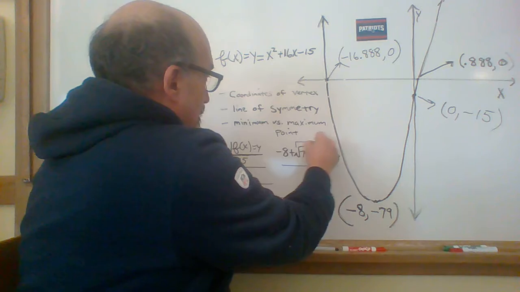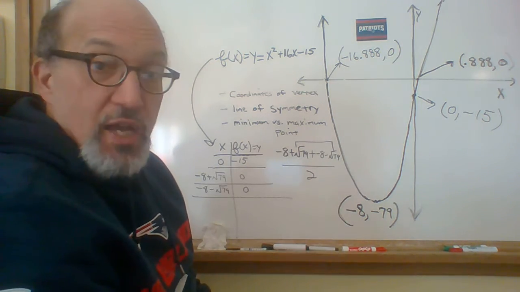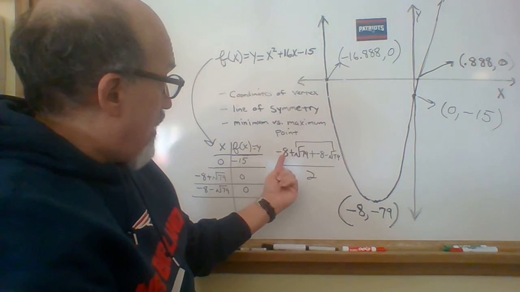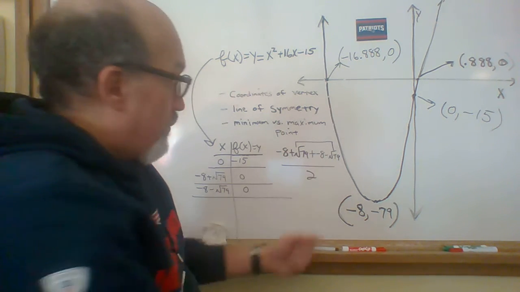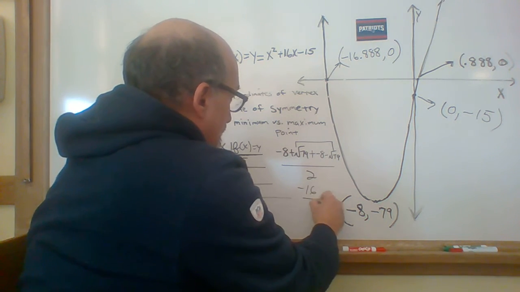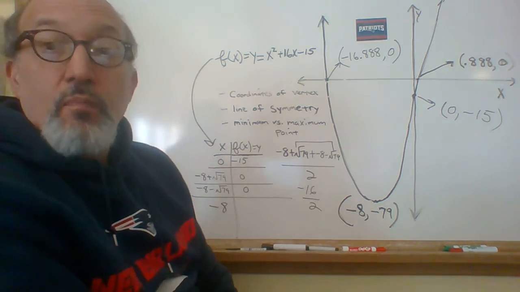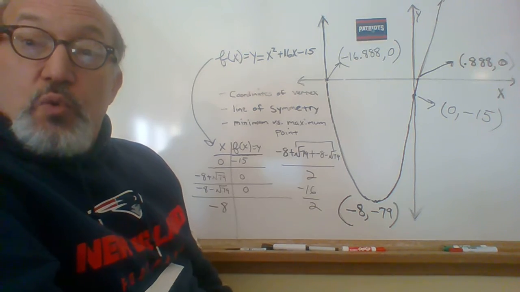Watch what happens here. That ugly square root of 79 goes away because you've got plus and minus, they add to 0. Then you have negative 8 plus negative 8 over 2. That's negative 16 over 2, or negative 8. So that's the x-coordinate of the vertex.